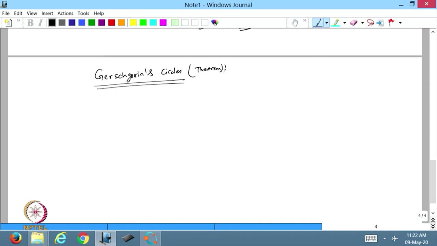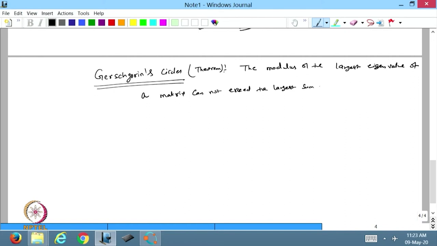So what this theorem is saying, it says that the modulus of the largest eigenvalue of a matrix cannot exceed the largest sum of the moduli of its elements along any row. So it says that the modulus of the largest eigenvalue of the matrix cannot exceed the largest sum of the moduli of its elements along any row.